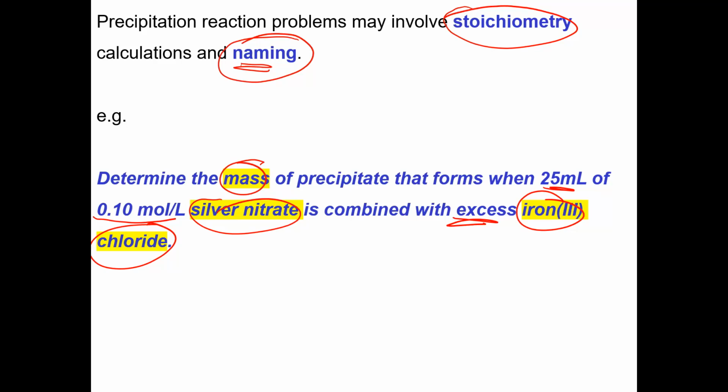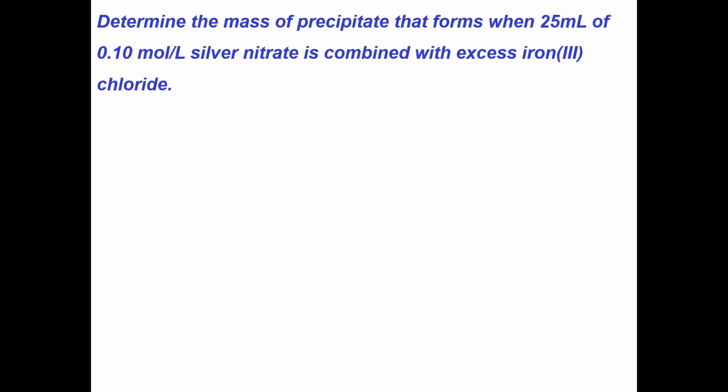The first thing that we're going to want to do is make sure that we have enough space to answer it. So always give yourself plenty of space to answer these questions, and I've modeled that here by starting a new slide. Before you can begin doing a stoichiometry calculation, you always want to get a balanced chemical reaction. So let's think about what we're reacting here. We're reacting silver nitrate with iron 3 chloride.